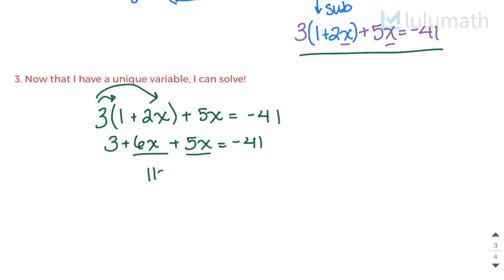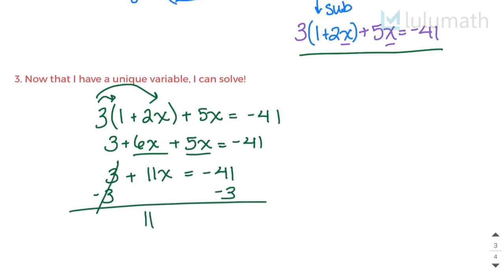6x and 5x are like terms, so I put them together. I get 3 plus 11x equals negative 41. I want to get rid of this positive 3, so I'm going to subtract it to make it into nothing. 3 minus 3 is 0, so I end up getting 11x equals negative 41 minus 3, which is negative 44. So now I just divide both sides by 11, and I end up getting x equals negative 4.